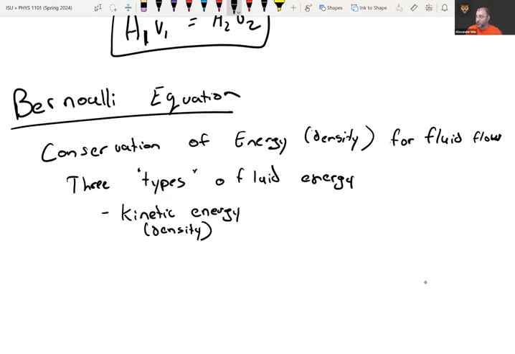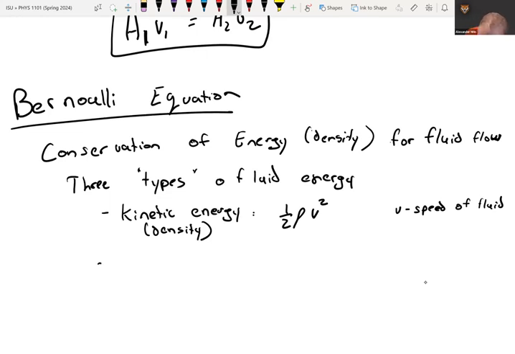Now, you know that the formula for kinetic energy is 1/2 mv squared. For kinetic energy density, it's just going to be 1/2 rho v squared. Where, again, the v is the speed of the fluid. It's the same thing that we were just talking about in the continuity equation, but now it's being used to describe the kinetic energy that a fluid can have, and this is one type of energy that a fluid can have.